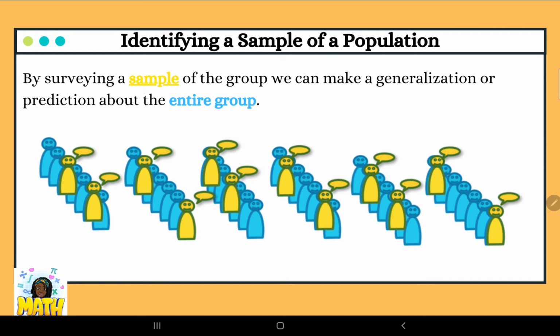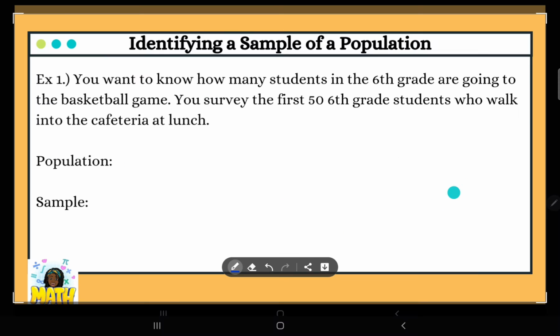So here, the blue individuals are an example of a population, and the yellow would be representative of a sample group. If you notice, each of these are chosen at random, right? It's not just all of the individuals in the first row or all of them in the fourth row. We're choosing them at random to ensure that we have an accurate representation of the population.